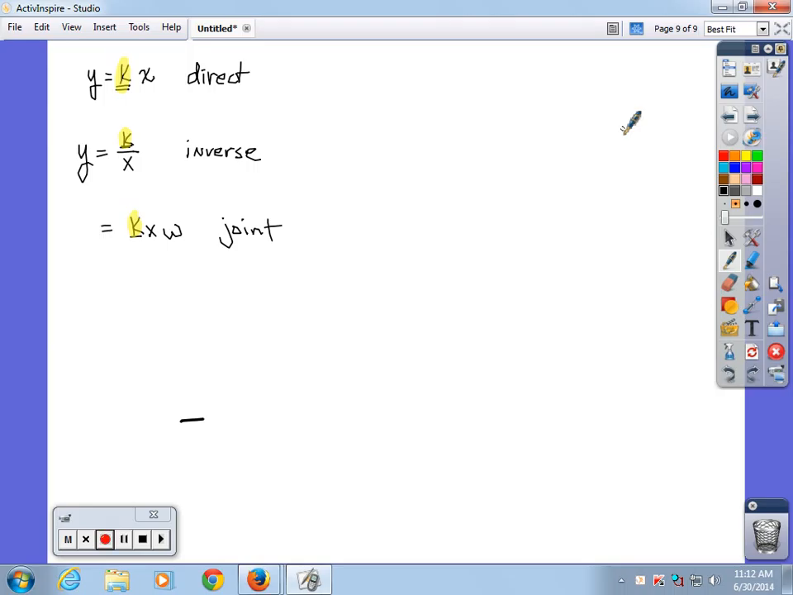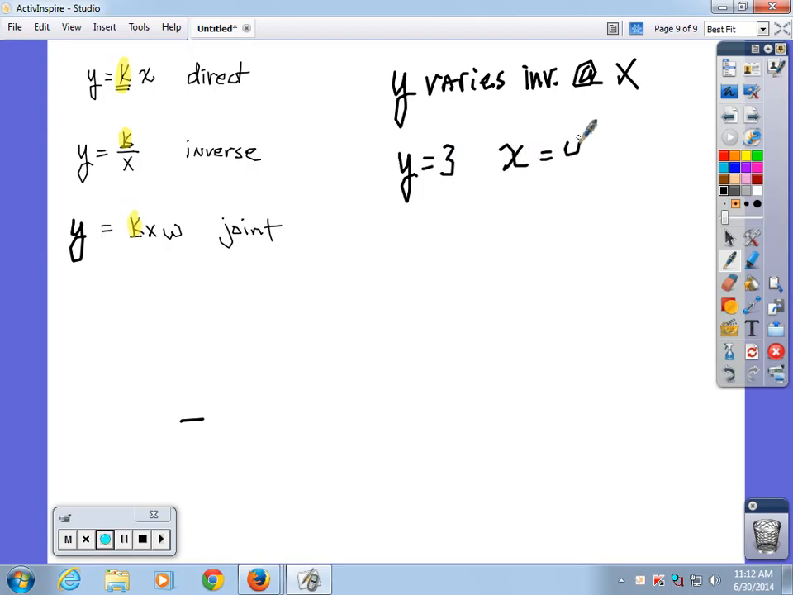Now let's do another. This one is find the variation constant in an equation of variation where Y varies inversely as X. Y is equal to 3 and X is equal to 4. All right, so go ahead and do that. Find the equation with the conversion factor.